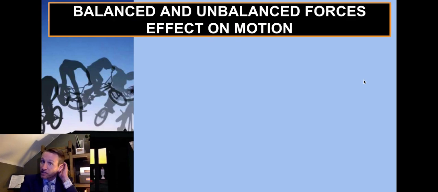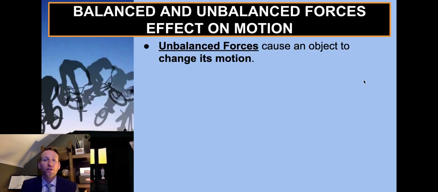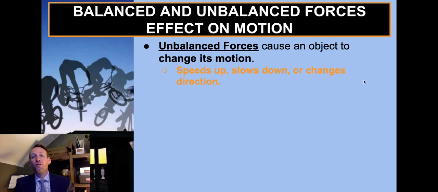Balanced and unbalanced forces affect our motion. You might notice that this is a slide that we already had last week, but I put it in this week again because I think it's super important and it's completely relevant to what we're talking about. When we have unbalanced forces, we know that causes a change in motion. That change in motion would be relative to whatever that reference point is. Those are the three things that we know it can do. It can either speed up, slow down, or change direction.